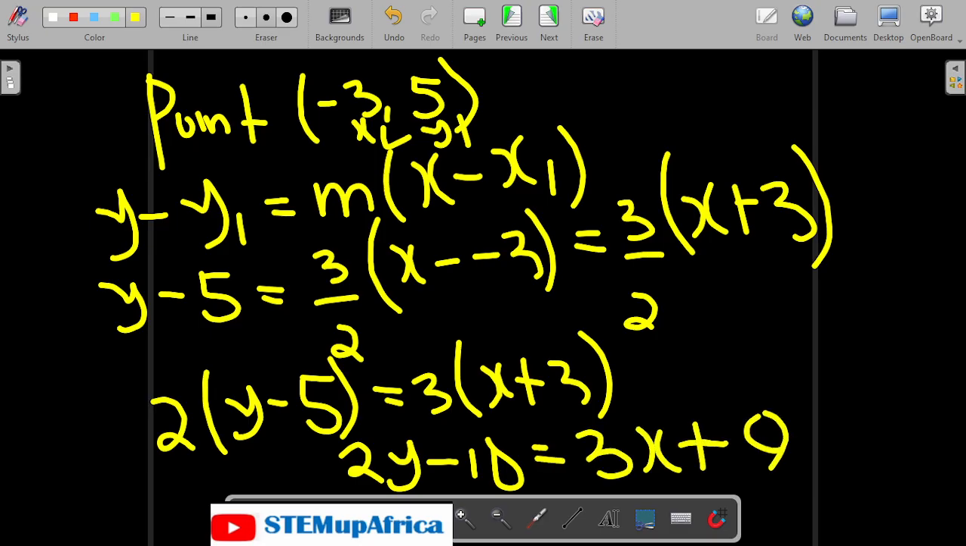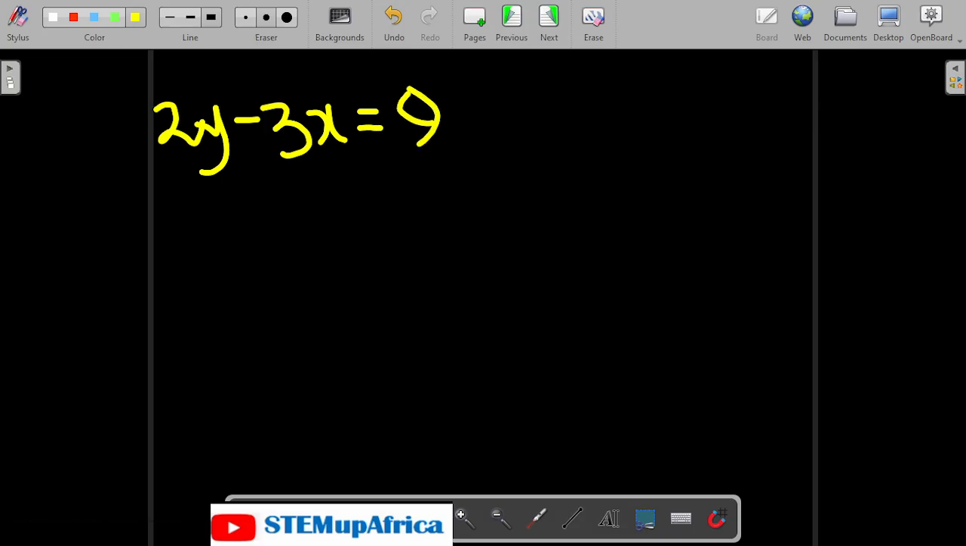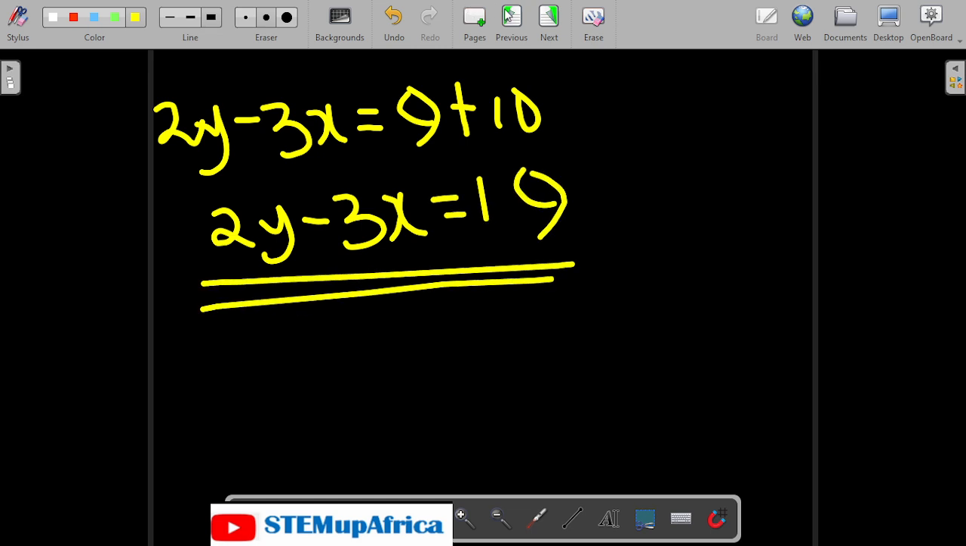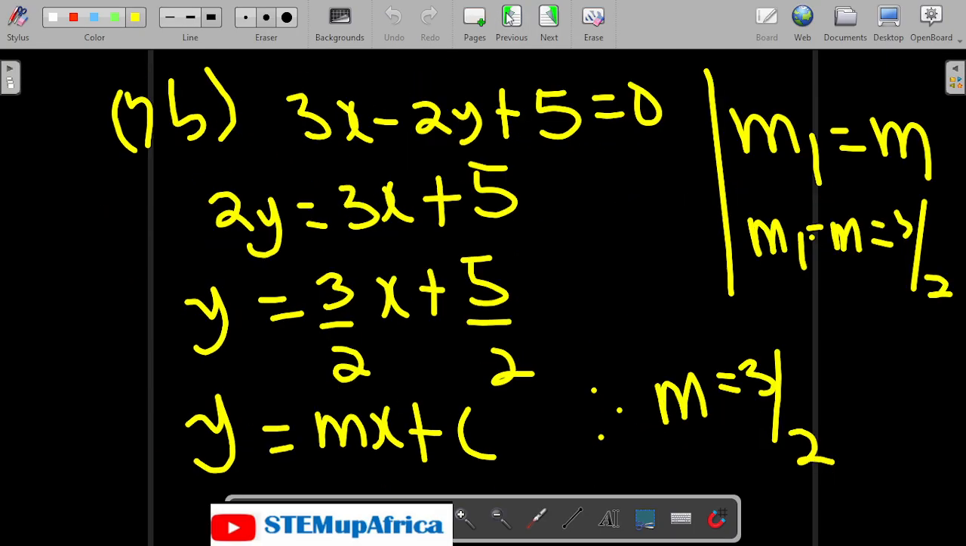Let's rearrange the equation. I have 2y minus 3x equals 9 plus 10, so 2y minus 3x equals 19. This is now the equation of the line. Let's go to question 8.